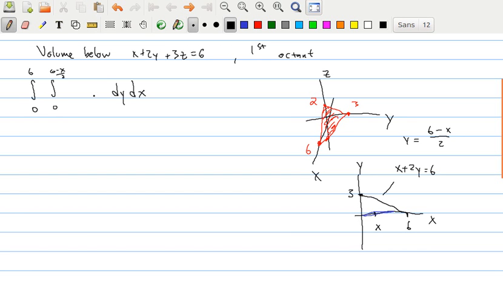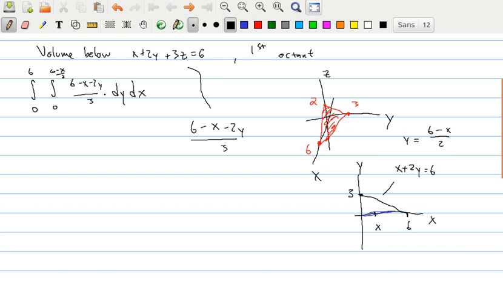And then the function we're integrating is the actual upper surface of this, which is given by what our z formula is. So if we go and solve this for z, we get that this is 6 minus x minus 2y over 3. So this is actually our integrand, the function that we're integrating, 6 minus x minus 2y over 3. So now let's go through and do the integration.